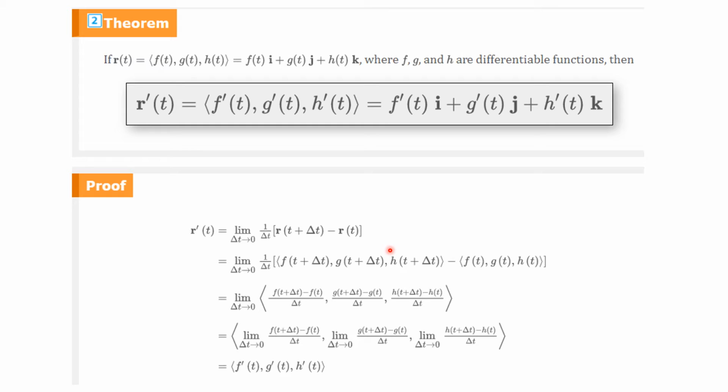And the proof of that follows by using the definition. So this is the limit as delta t goes to 0 of 1 over delta t times r at t plus delta t minus r of t. And so we do the vector algebra. We get this. And we move the limit inside the vector, and we take the vector limit, and we get this. So you see, to find the derivative, you just take the derivative of the components.